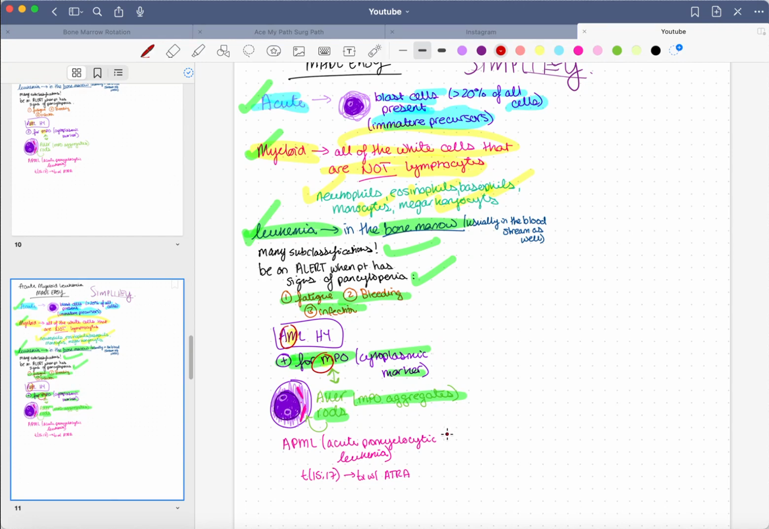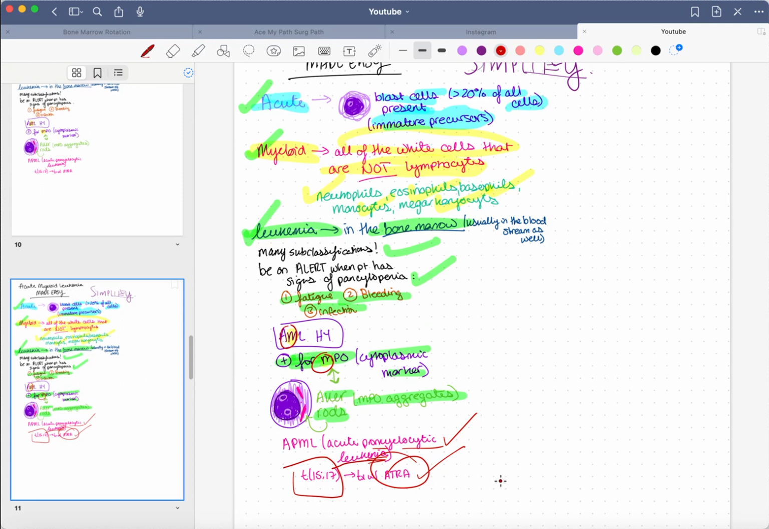The next high yield subclassification that you should be aware of for boards is APML, which is acute promyelocytic leukemia. This is pretty important because if you treat it quickly, then it is reversible, and it is associated, high yield to note, with a translocation of 15;17, and treatment is going to be ATRA. I think that stands for all-trans retinoic acid. So that's all you really need to know at the very basic level for acute myeloid leukemia.